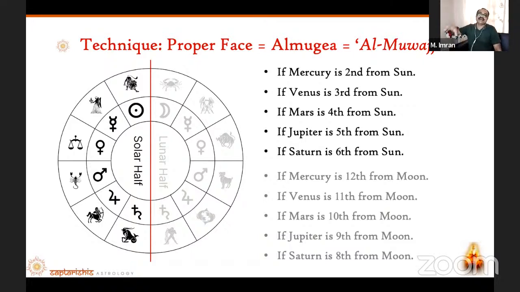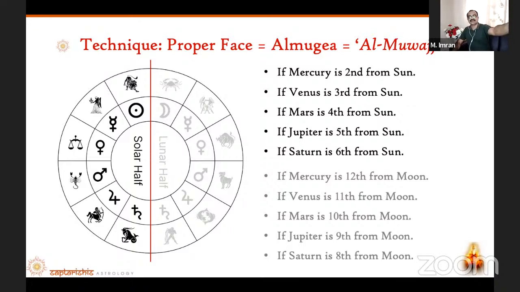Jupiter should ideally be in the fifth from the Sun, then it is called in proper phase with respect to the Sun. At the same time, if Jupiter is in the ninth from the Moon, it is again in proper phase, facing the Moon. Saturn, if it is in the sixth house from the Sun, is very strong because it is in proper phase with respect to the Sun.